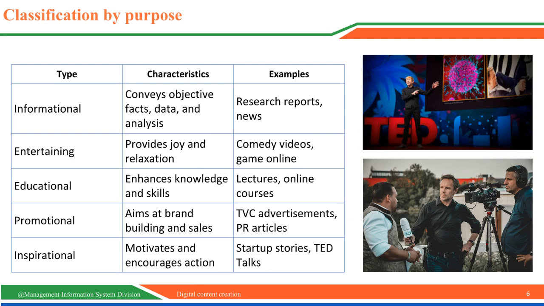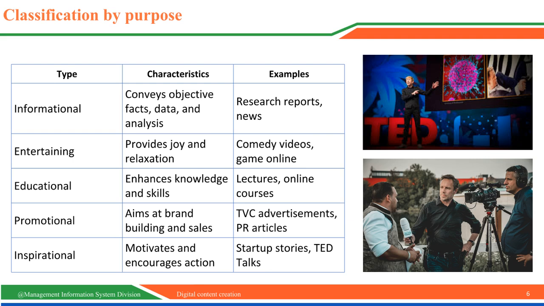1. Informational content. The main goal of this type of content is to provide facts, data, and knowledge to the reader, listener, or viewer. For example, news reports, research papers, or scientific documents all fall into this category. Informational content helps us update our knowledge and make decisions based on accurate data.